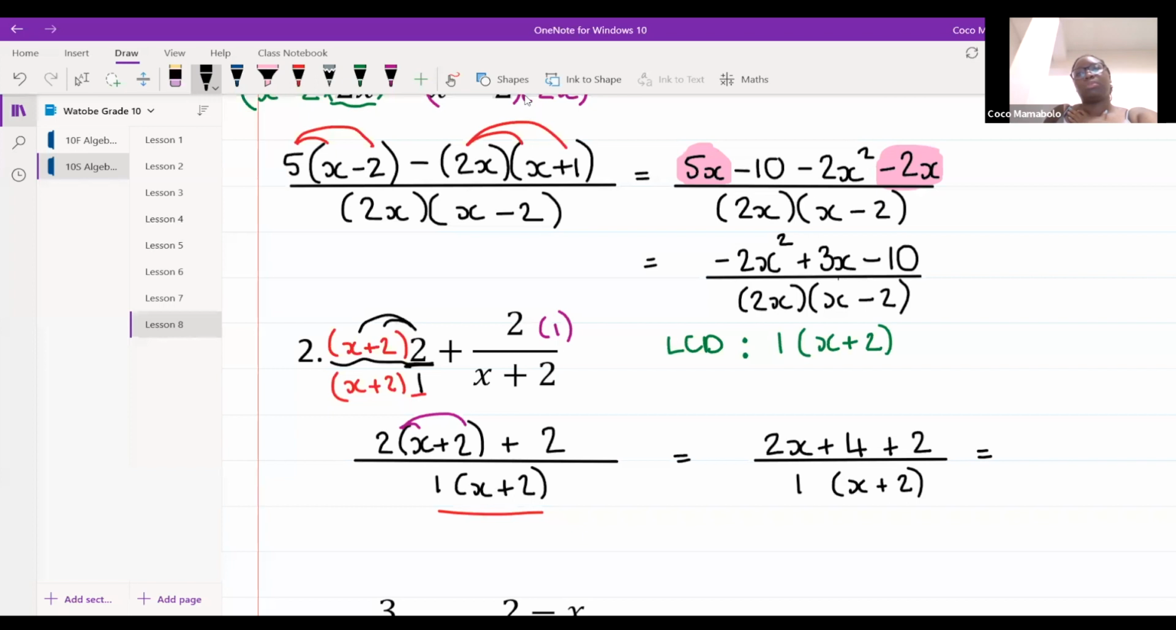2x plus 6. Good. I just need to add like terms. 2x plus 6. What's missing? All over x plus 2. Good. 1 times x plus 2, or just x plus 2.